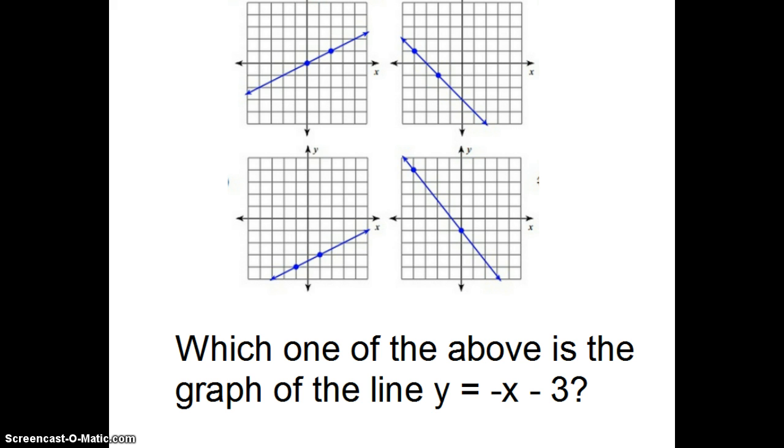All right. So let's first identify now the slope and the intercept, and then we can use that to pick which one of these is the correct graph. This problem says, which one of the above is the graph of the line y equals -x minus 3? I'm going to have a look at each one of these to find their slopes and intercepts, and then I'm going to use that information to give me an idea of what I'm looking for. So the easiest thing actually is to find the intercept of each one of these things. So I'm going to go 1, 2, 3, 4, find the intercept for each one.